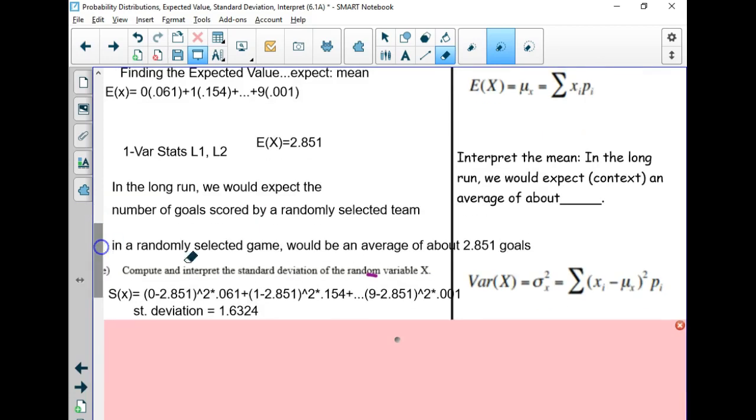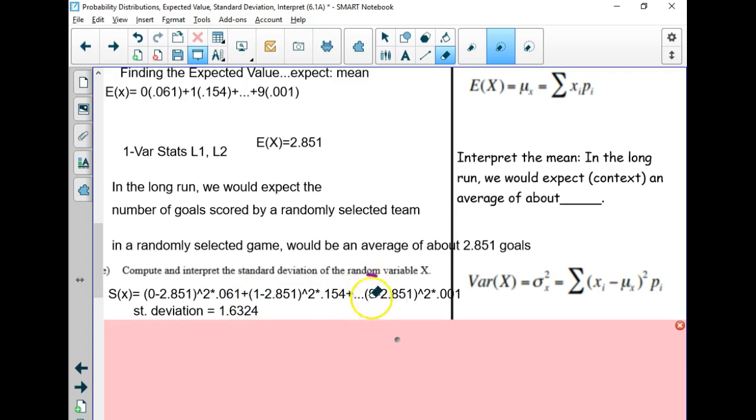I do it again. Look here. My next observation is 1 goal. Minus 2.851, my mean. I square it right there, times 0.154. Where does that 0.154 come from? That's the probability of 1 goal. Plus dot, dot, dot. I continue it, okay?